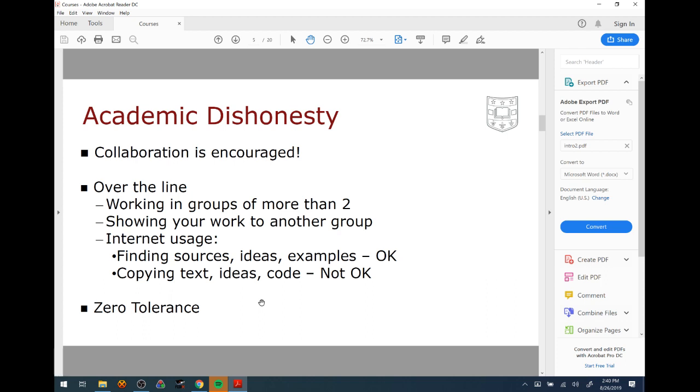if your partner goes off and does something that they shouldn't be doing, right? You could be there to say, hey, what are you doing? Cut that out. You're gonna get us both in trouble. Stop it, right? So please work on these assignments as a group, not two independent people.